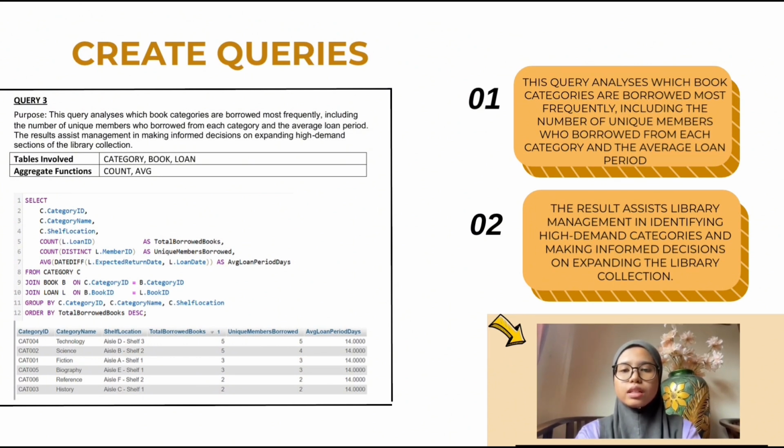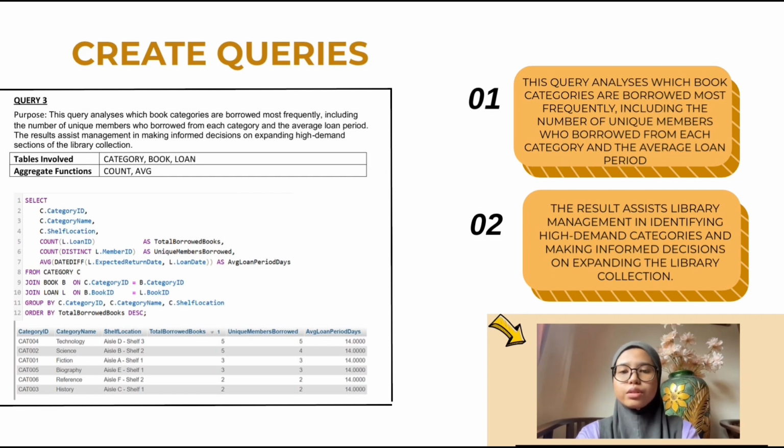Looking at the SQL statement, we are selecting the category ID, category name, and shelf location from the category table. We then use count on the loan ID to get the total number of borrowed books, count distinct on the member ID to get the number of unique members who borrow from each category, and AVG with the date difference to calculate the average loan period in days.